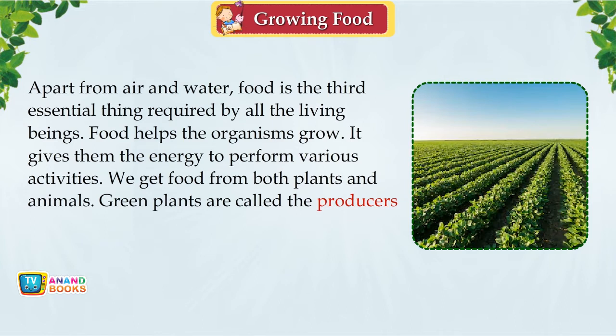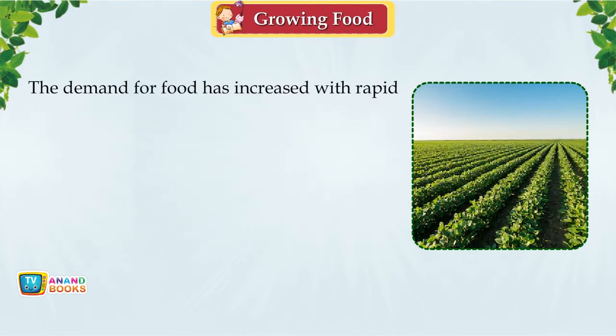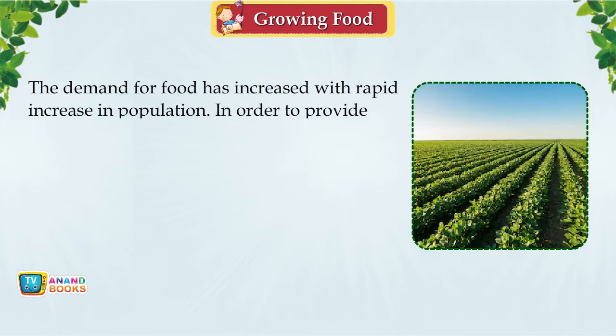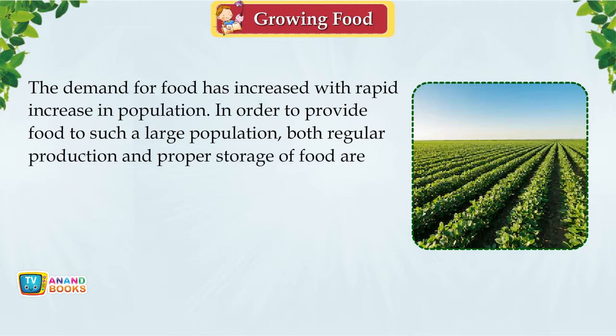Green plants are called the producers because they can produce their own food. They provide food to all the other living beings. The demand for food has increased with rapid increase in population. In order to provide food to such a large population, both regular production and proper storage of food are required.